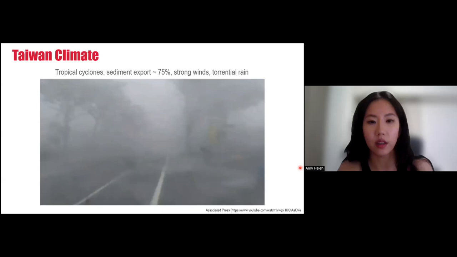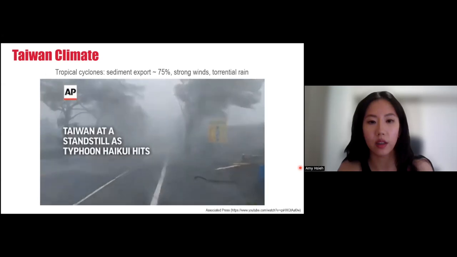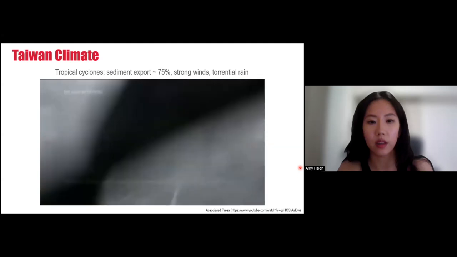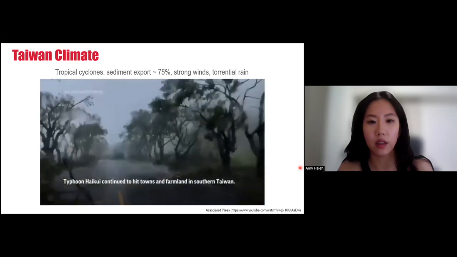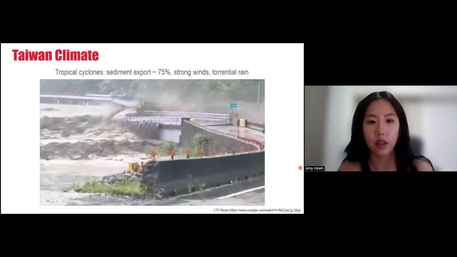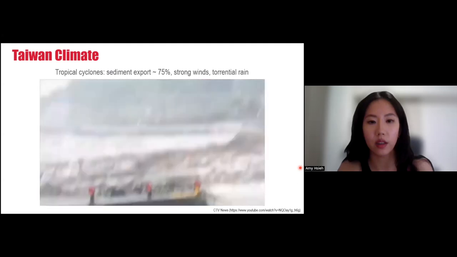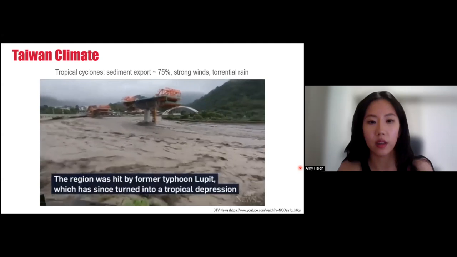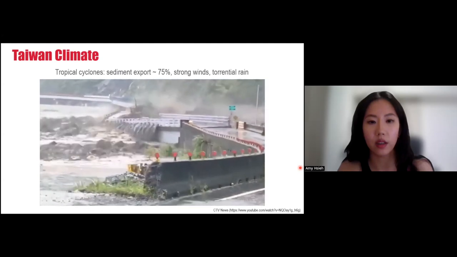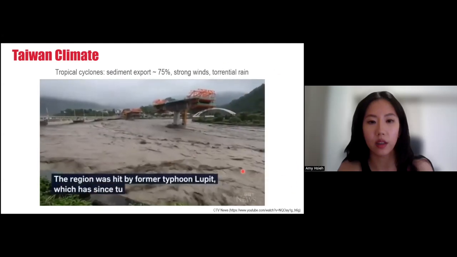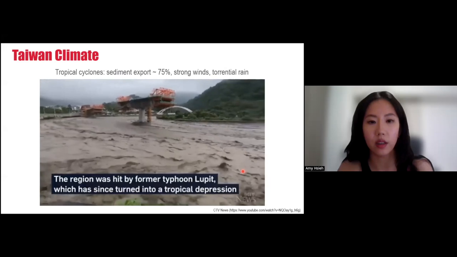And this is a video of Typhoon Haikui this summer, which passed over southern Taiwan. And you can see just how strong these winds are and how much precipitation there is. And here is an example of what the rivers look like after a tropical cyclone. So you can see that it is completely overflowing and full of sediment. And you can see an odd bridge in there as well. So these videos just give you an idea of how powerful these events can be.